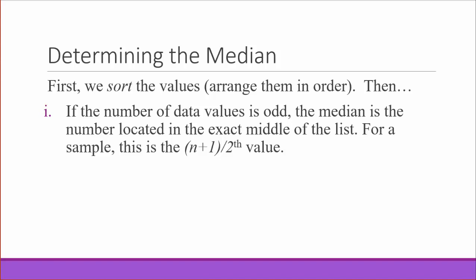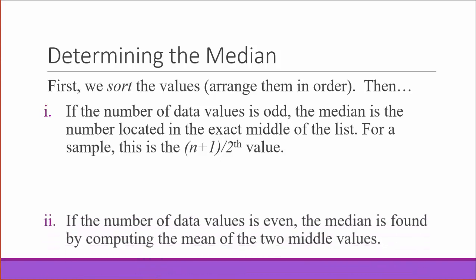So for example, if we have a sample size of 7, so n is 7, we add 7 plus 1 and get 8. 8 divided by 2 would be 4. So the fourth data item in a sample size of 7 would be the median value.